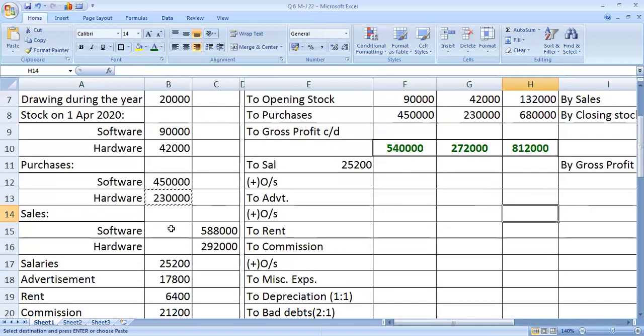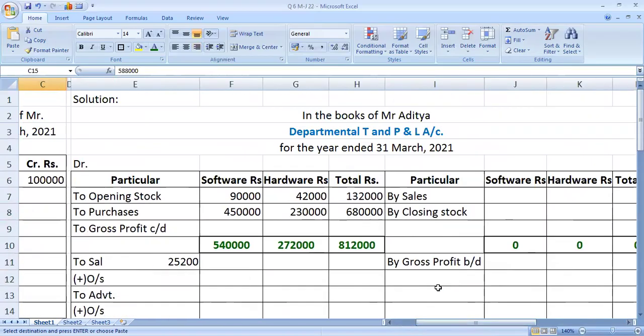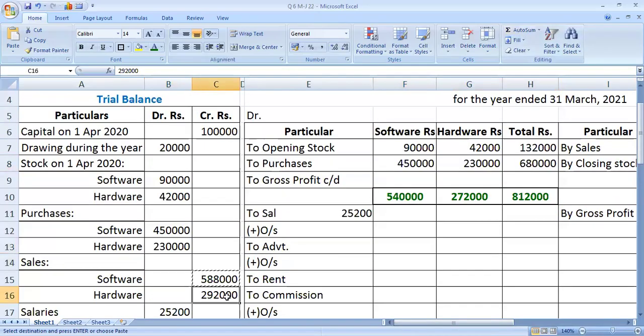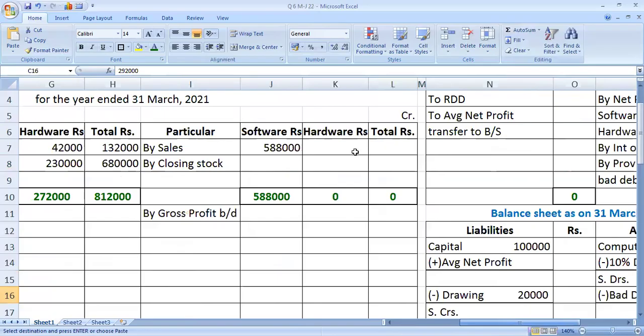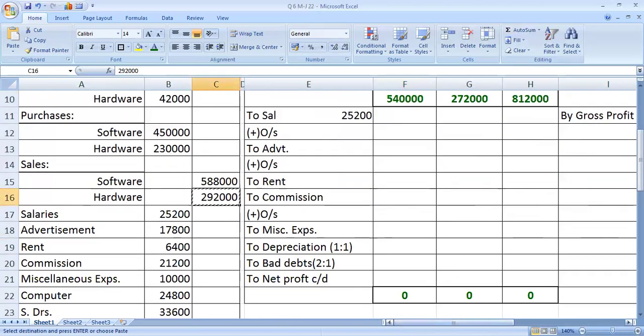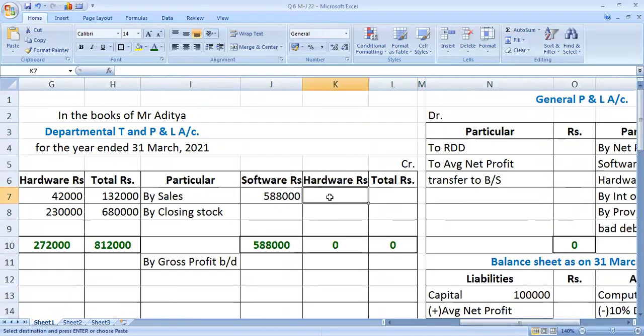Next item, sales. Software 5,88,000 goes to the trading account credit side under the software column. Hardware, sorry, sales amount 2,92,000, trading account credit side. Total of this 8,80,000.